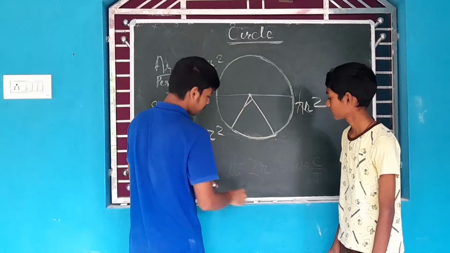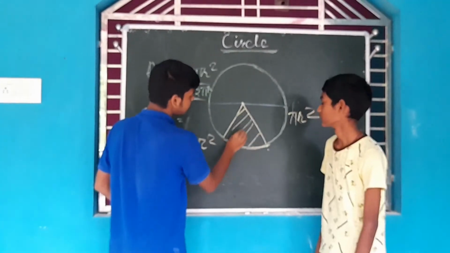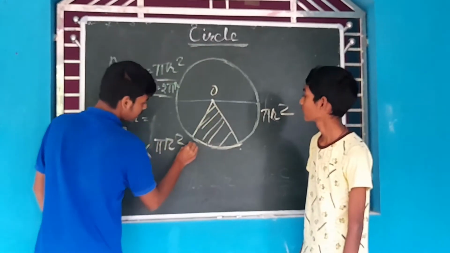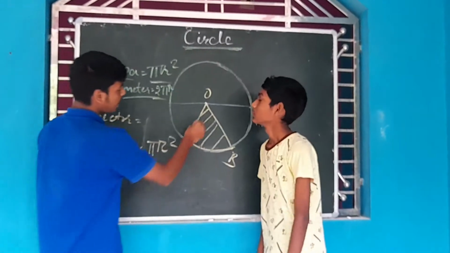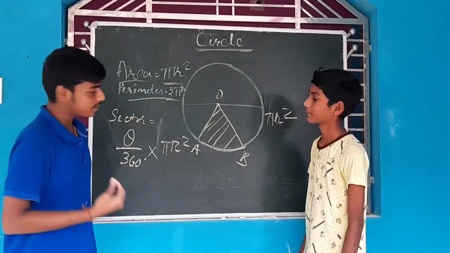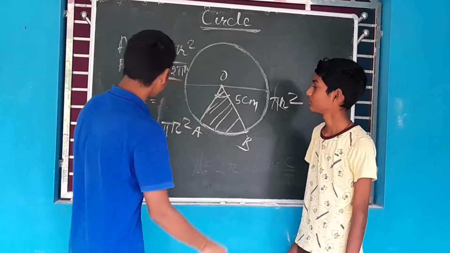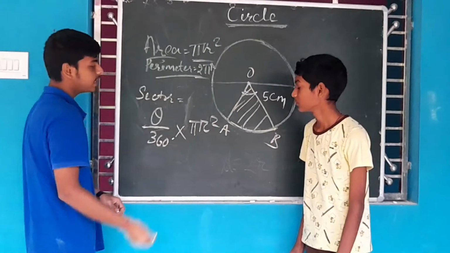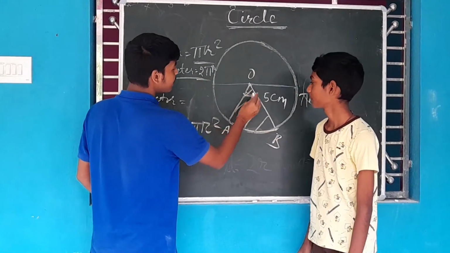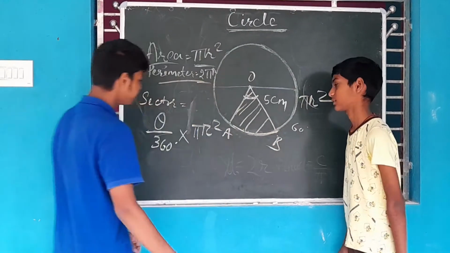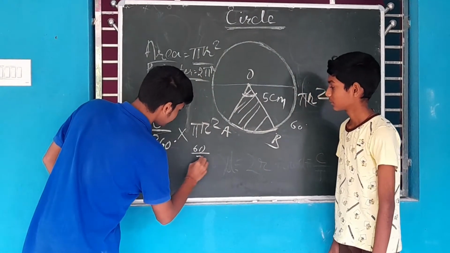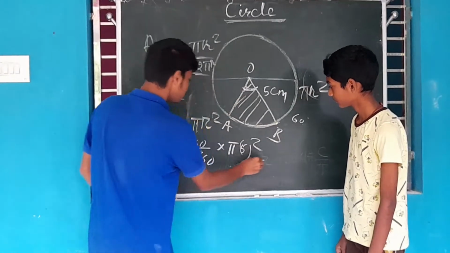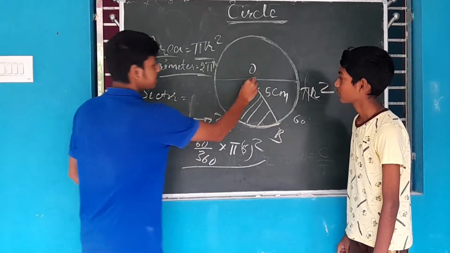So let's find the area of this circle. This circle has a center A and B. Let the radius of this circle be 5 centimeters. So what is the area of the sector? The area of the sector is theta by 360 into pi r square. Theta is given here. Let's take 60 degrees. If you put the formula 60 by 360 into pi and 5 square, we could get the area of this sector.